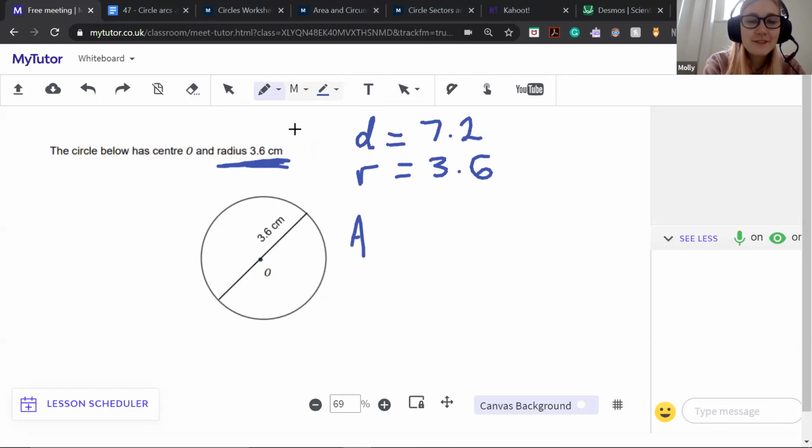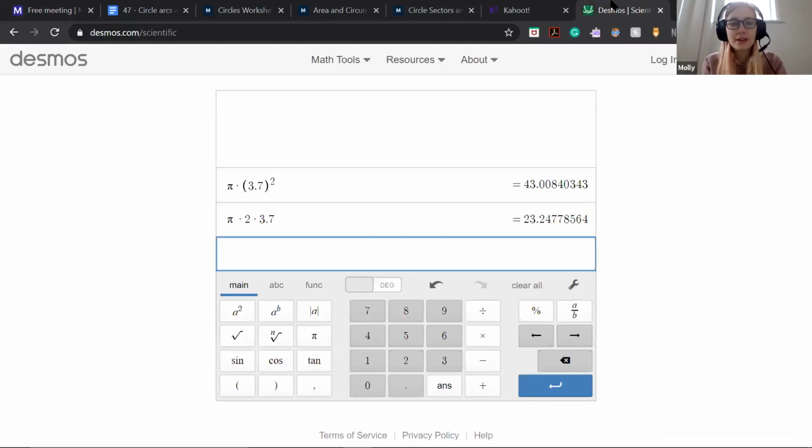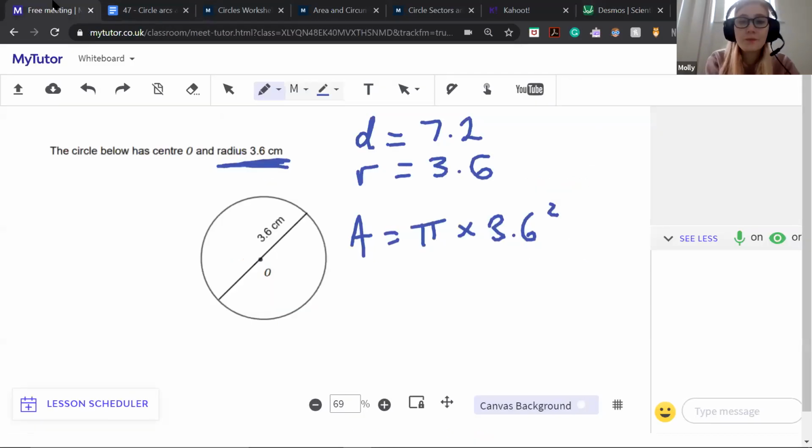So our area is pi times our radius squared, which is going to give us pi times 3.6 squared, 40.72.